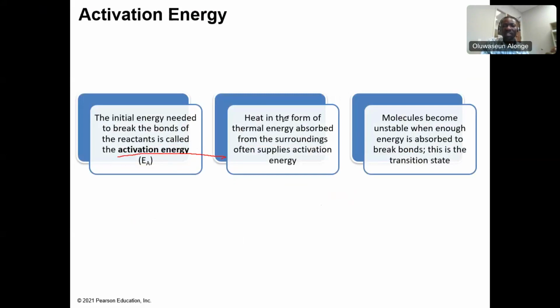All right. Heat in the form of thermal energy absorbed from the surroundings often supplies this activation energy. That's why we say a reaction will go faster when there is heat. Molecules become unstable when enough energy is absorbed to break the bond. This is called the transition state. Now you know that even if you want to make food, you have to put the food on the stove, and heat has to be applied to the food. If there's no heat, the food will not be cooked. The food will just be soaked.